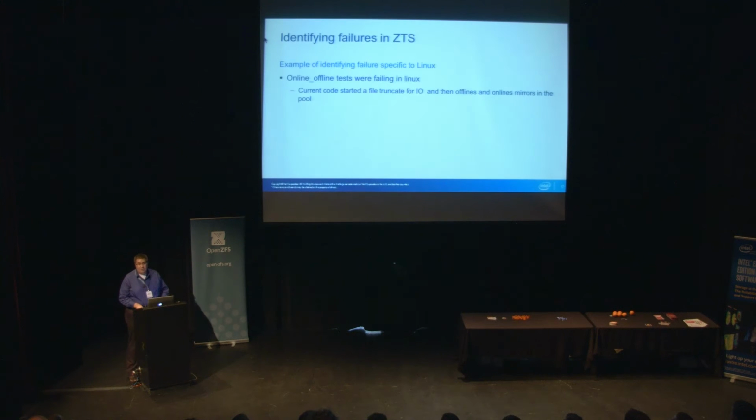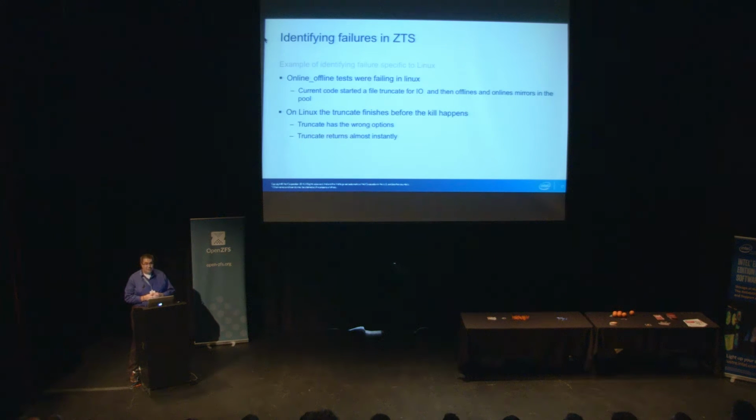The only problem is online, offline fails every time you run it on Linux. So the current code starts a file truncate for I/O, and then it offlines and onlines one of the mirrors. The problem is that the truncate option is specific to something that is not Linux, right? So it's never going to work on Linux.